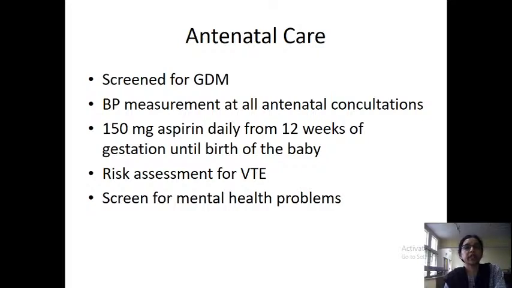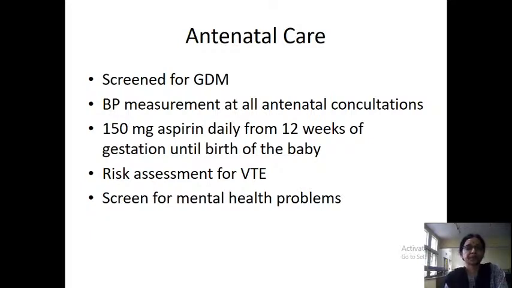And because they are at increased risk of developing gestational diabetes mellitus, they should always be screened for gestational diabetes mellitus. And then again, the incidence of hypertensive disorders of pregnancy is also increased in these women. So BP measurement should be taken at the booking visit and at every antenatal consultation. So at every antenatal consultation, she needs measurement of blood pressure.